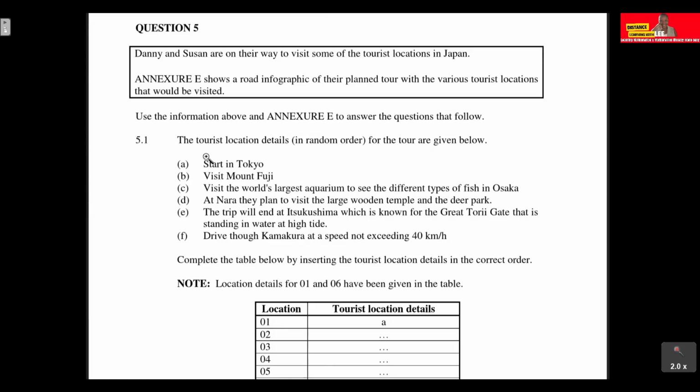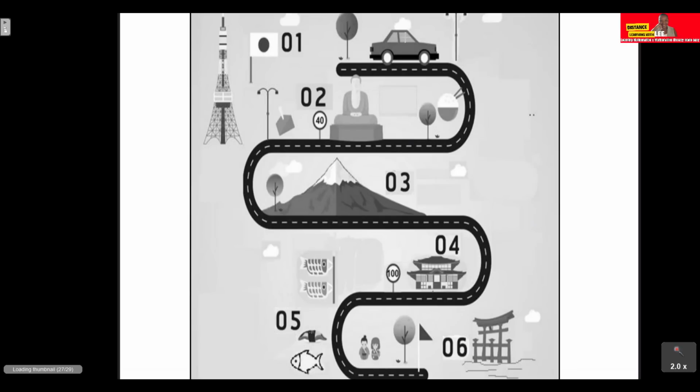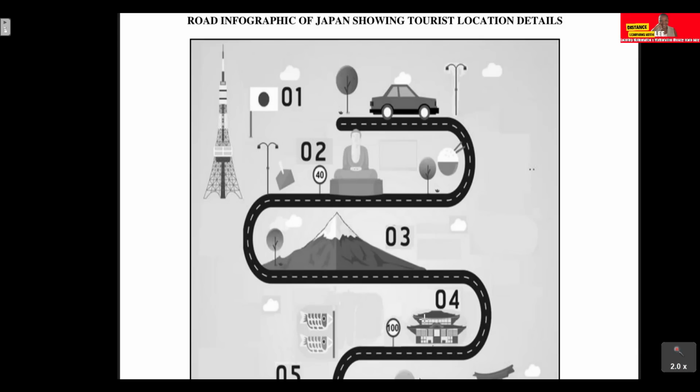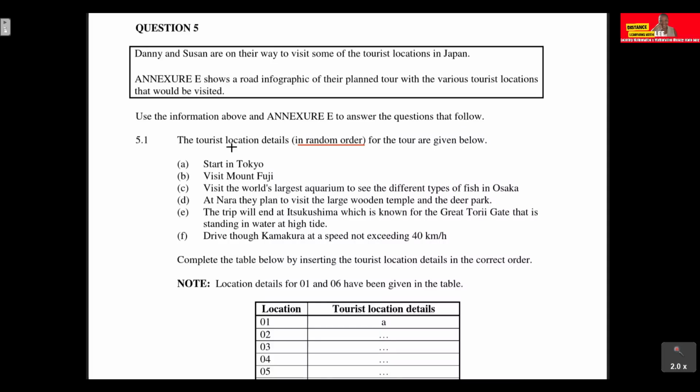Question 5.1 says the tourist location details in random order for the tour are given below. They say that A, it starts in Tokyo. B, visit Mount Fuji. So what's important is that you note that the order that is given here is in random order. It's not in the order that is basically occurring in our annexure E. So you need to take note of that.